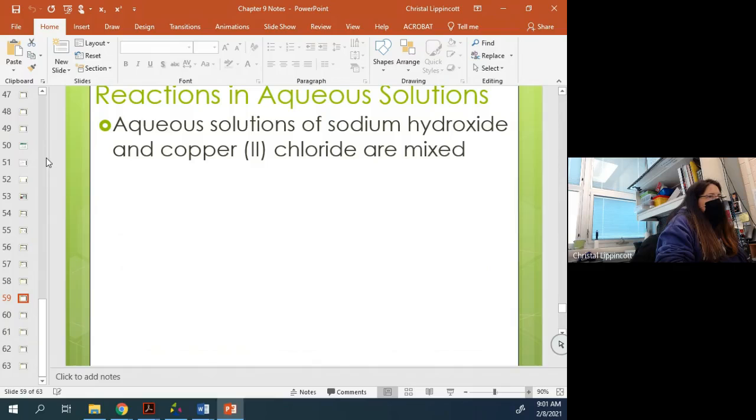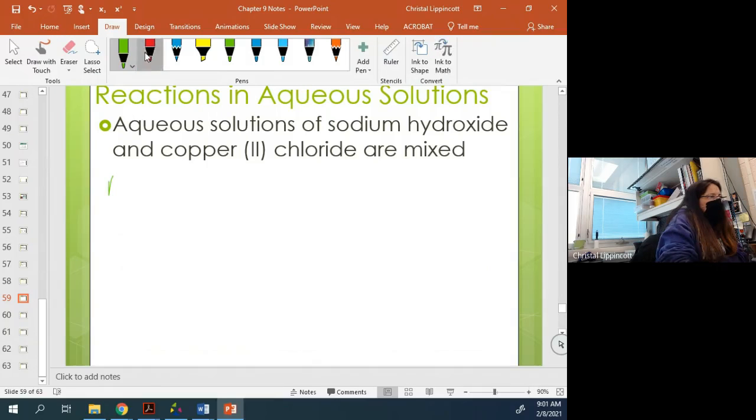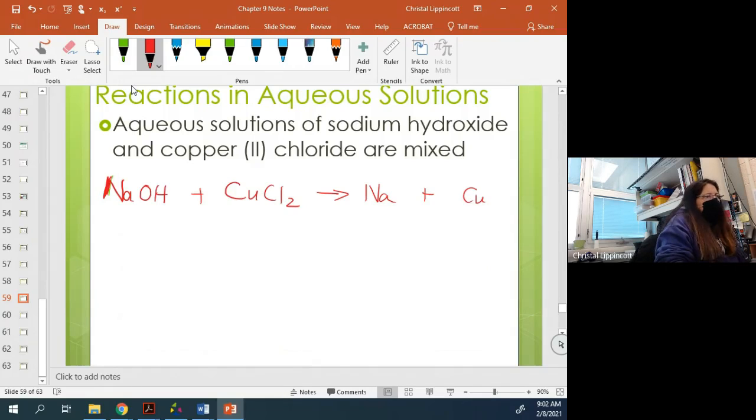So the first one is sodium hydroxide. So you write the formula for sodium hydroxide. Write the formula for copper 2 chloride. Then we go through and we write our cations in the same spot, put our cations there, and then we swap our anions. So the OH here is going to go with the Cu, and the Cl is going to come over here, okay? You need to look and see what's going to be participating in the reaction.